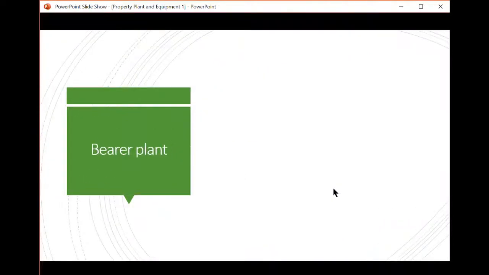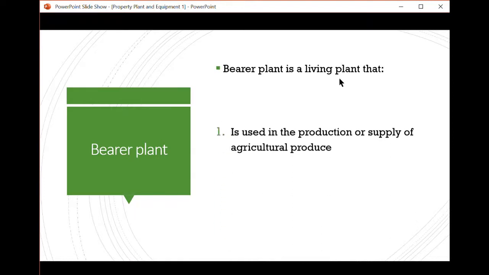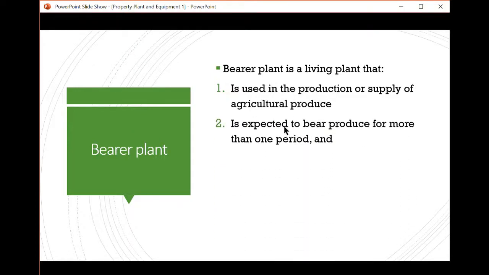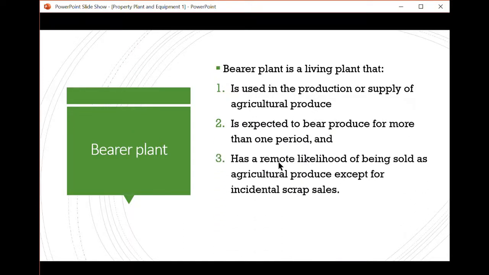Then you have the bearer plant. So, unsa man ning bearer plant? Plant, unsa man siya? Planta ba ni siya nga factory or plant nga tanom? So, this is actually a tanom. So, a bearer plant is a living plant that is used in the production or supply of agricultural produce, expected to bear produce for more than one period and has a remote likelihood of being sold as agricultural produce except for incidental scrap sales. So this refers to plants nga usually these are the fruit-bearing trees. Ang common example mao ang mga fruit-bearing trees where in more than one period magsige na sila pamunga.